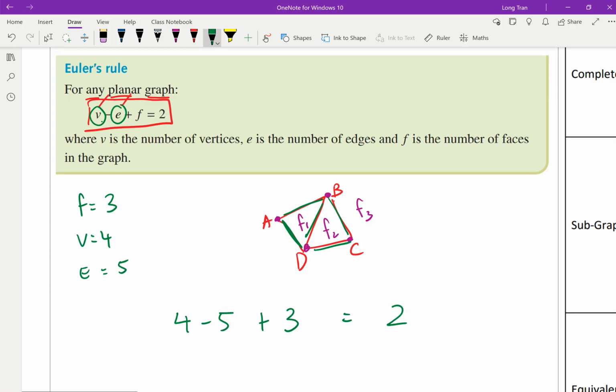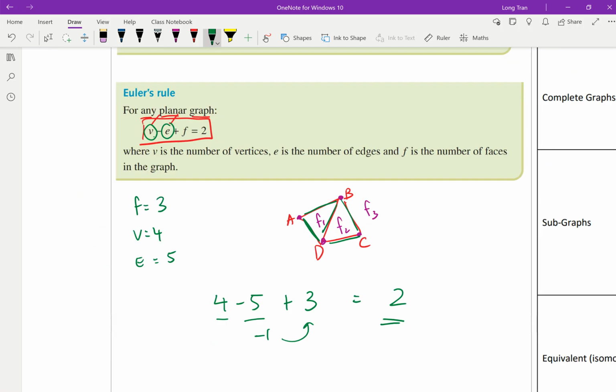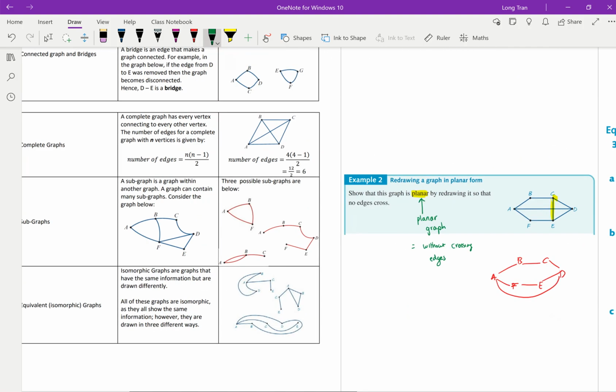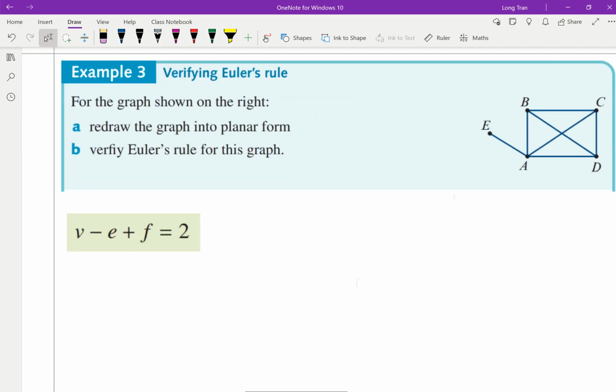Let's see if that's true. 4 minus 5 is -1. -1 plus 3 is +2. So I made up this planar graph, and that planar graph follows the relationship between the vertices, the edges, and the faces.